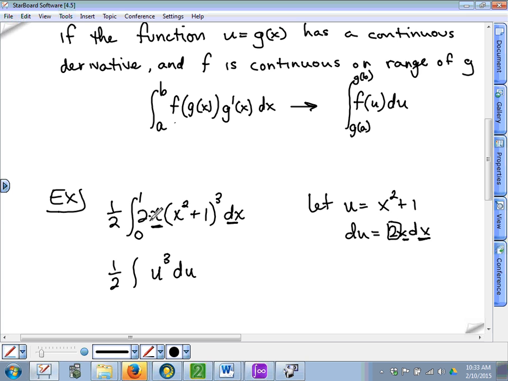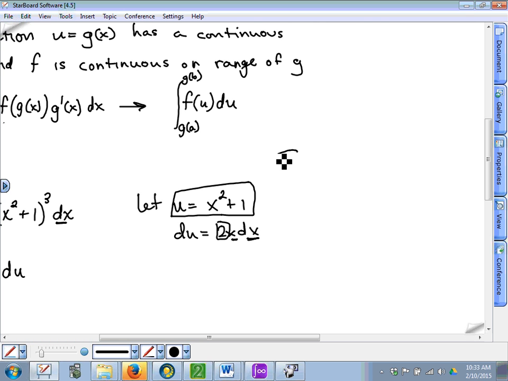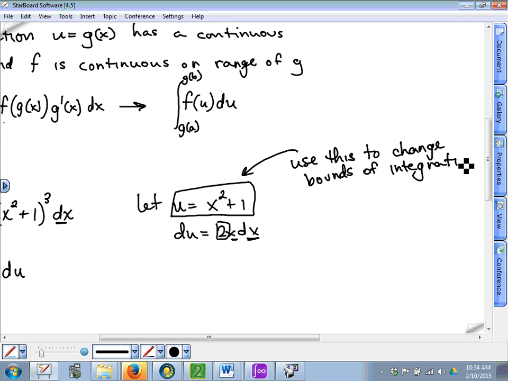Now, our bounds of integration originally were 0 and 1. We're going to have to use this function, that's our g function, to change the bounds of integration. Exactly, because this is our g function. u is equal to g of x, and right here I have u equal to x squared plus 1. So this is like our g of x function, according to our definition, right?